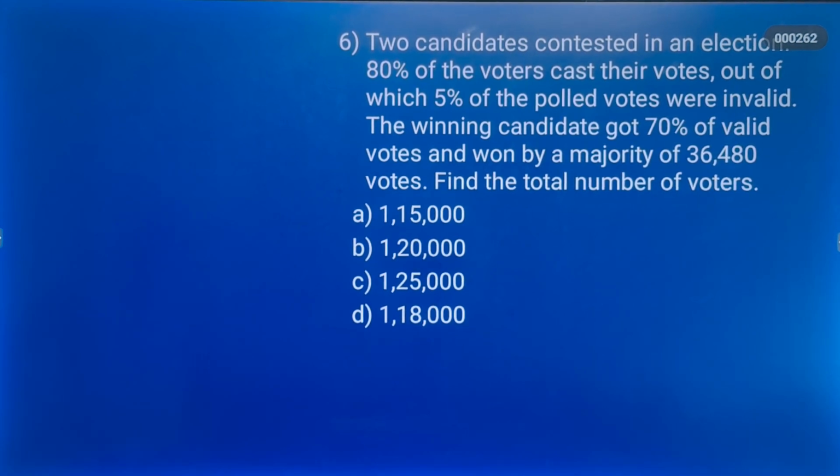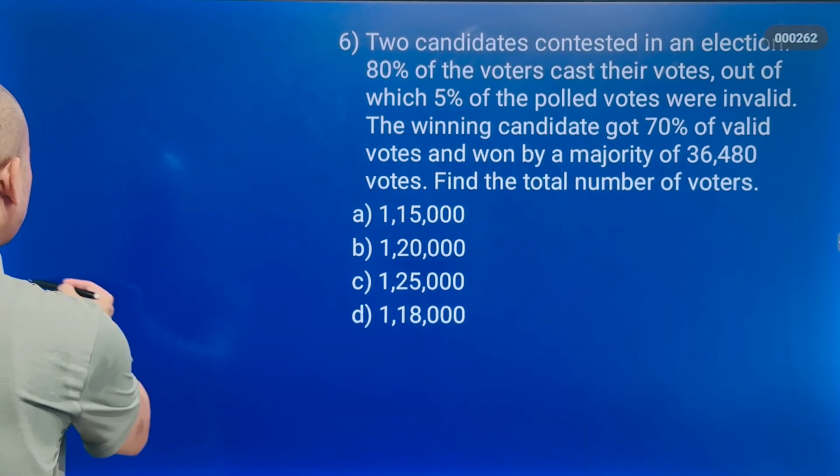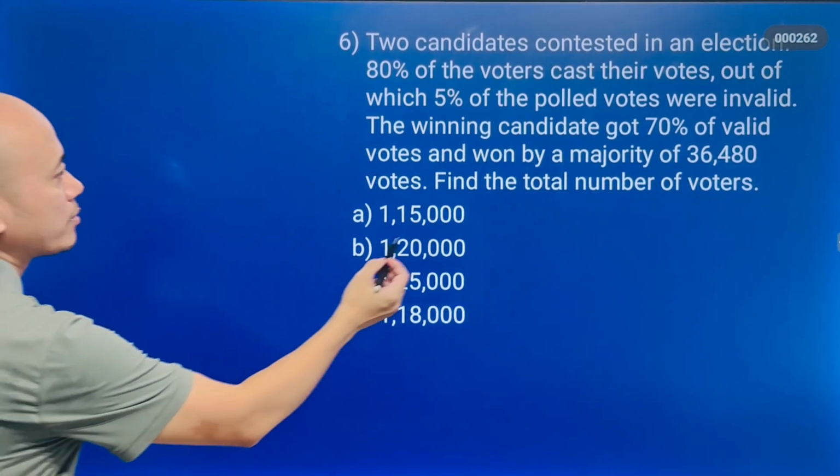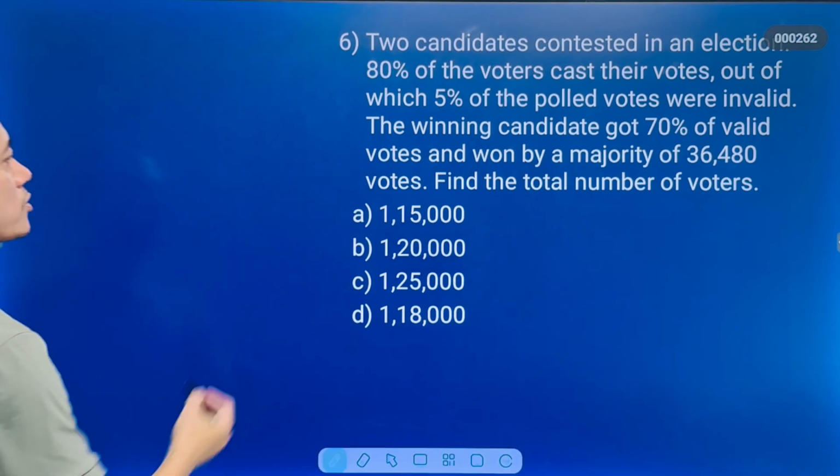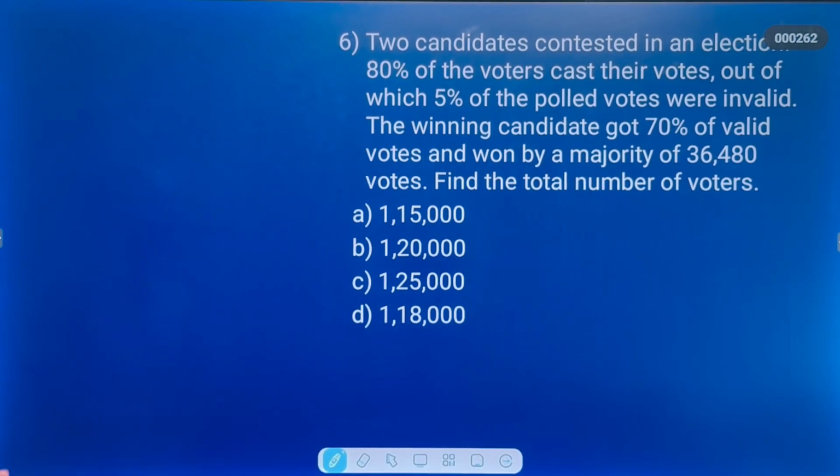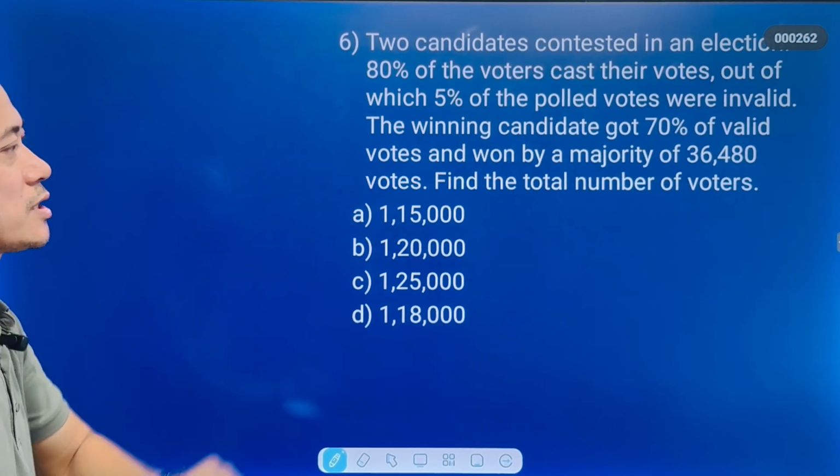Won by a majority. This means won by a majority of 36,480 votes. The winning candidate beat the losing candidate by 36,480 votes.